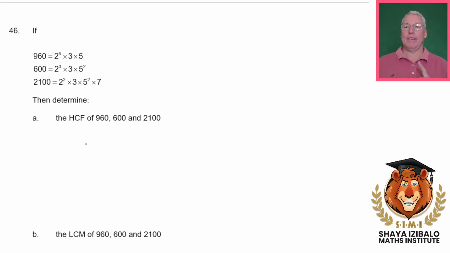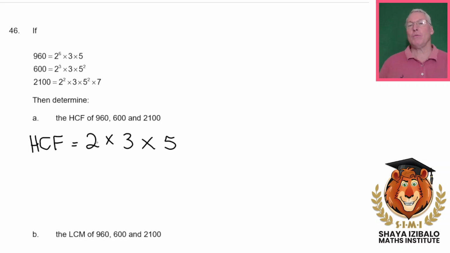Now remember that the secret with the HCF is we only write down those bases which are in all the numbers. So 2 is in all the numbers, 3 is in all the numbers, and 5 is in all the numbers. Now we can't have more 2's than exist in the smallest number, and the reason is that this number needs to divide into these numbers. So it can't have 3 2's. If it's got 3 2's, it's not going to divide into that one.